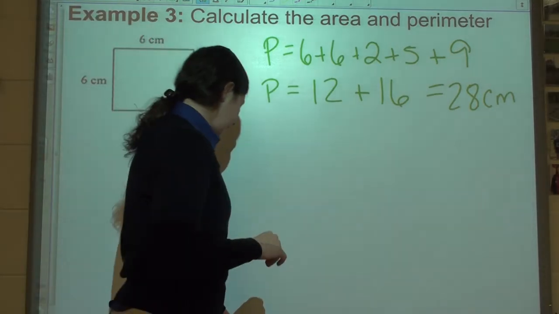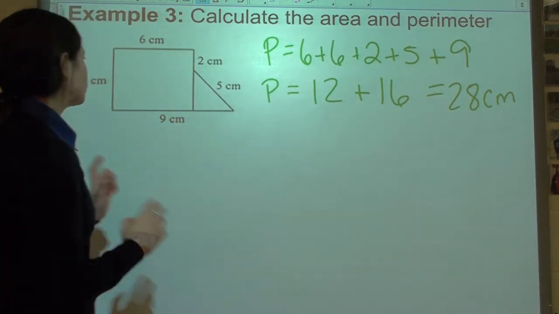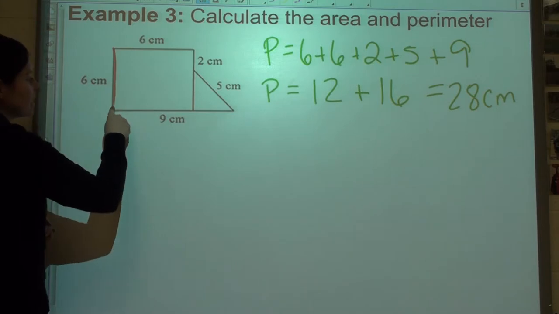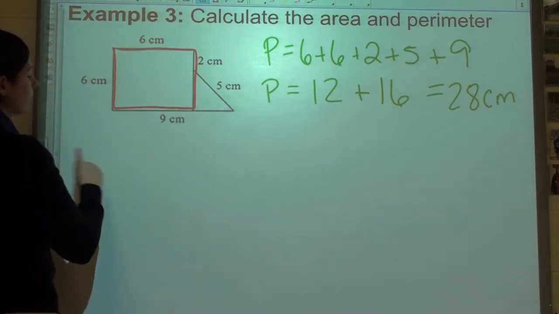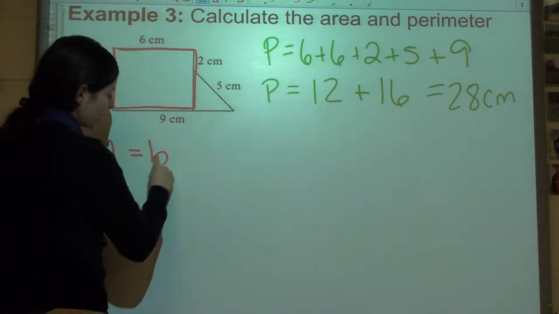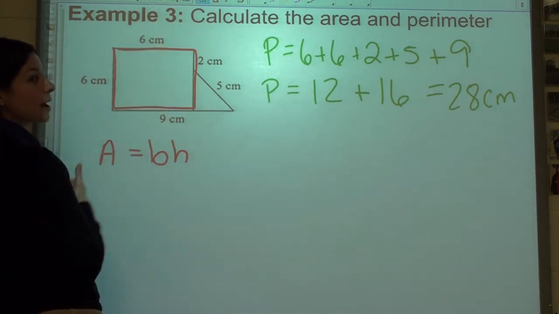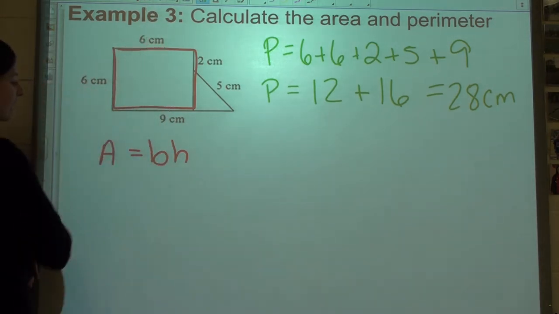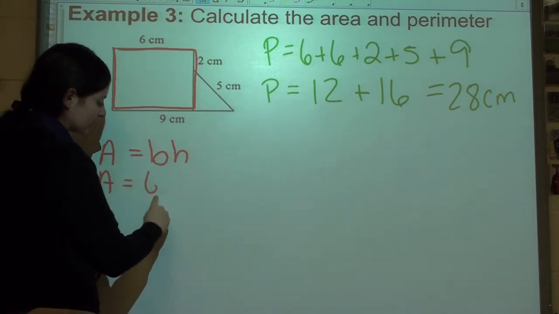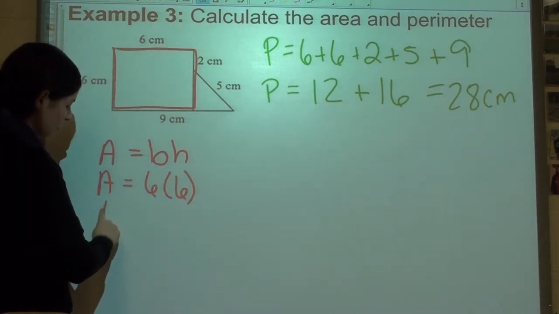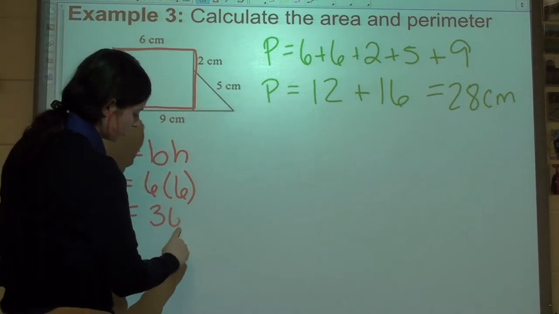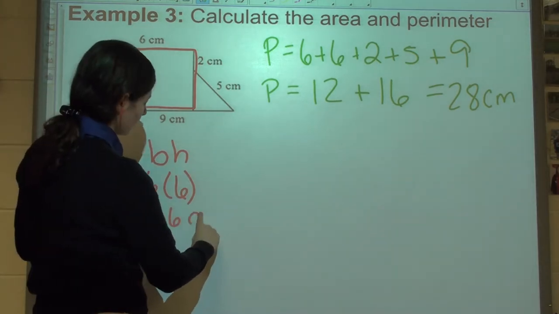Now for the area, we're going to have to split this up into two different ones. So first let's do the easy one, which is the rectangle. The area of a rectangle is going to be base times height. Your top and your bottom base are the same, so we've got a base of 6 and a height of 6. So we have 6 times 6, which gives me an area of 36 centimeters squared.